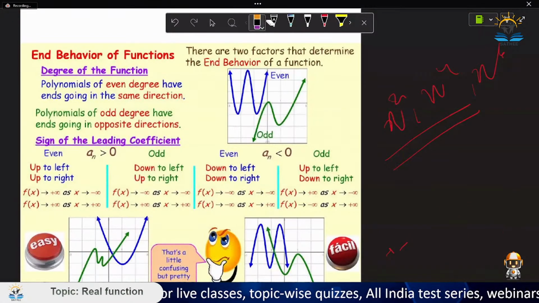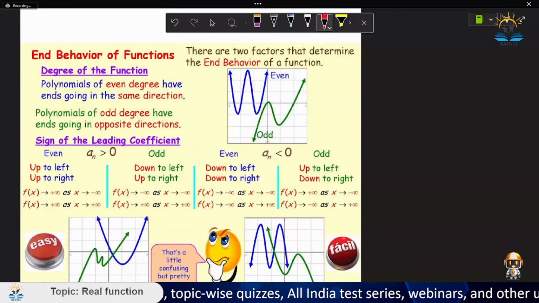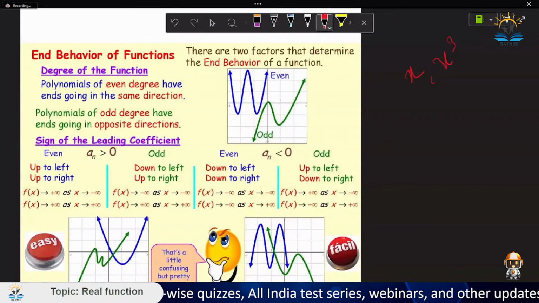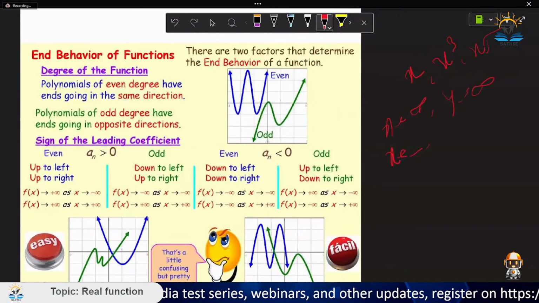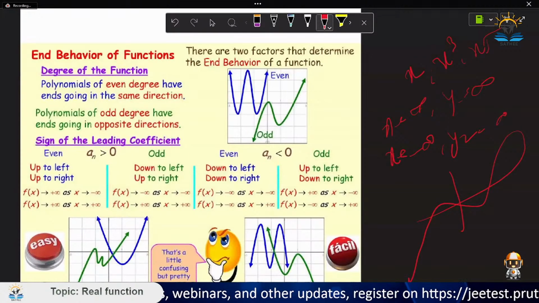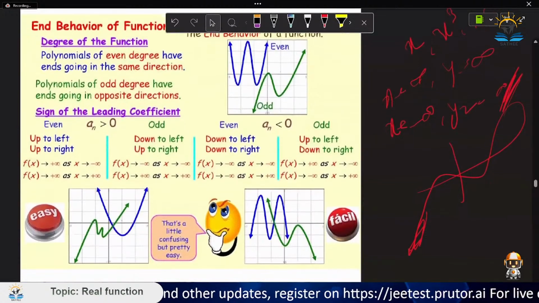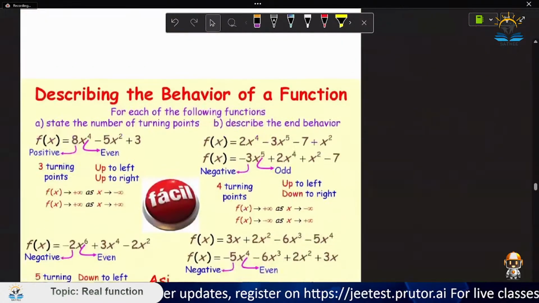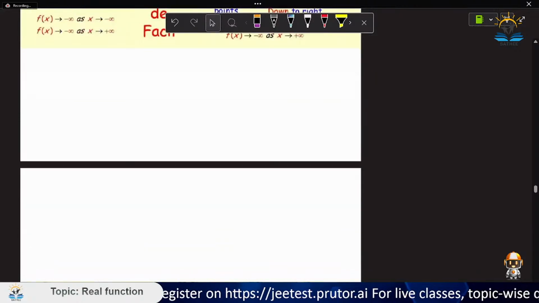But in the case of an odd function, x, x cube, x5, you see that when x goes to infinity, y goes to infinity. But when x goes to minus infinity, y would also go to minus infinity. So it would look something like that. Here it goes to positive infinity, here it goes to minus infinity. Okay, these are very easy questions, and you can simply do that.